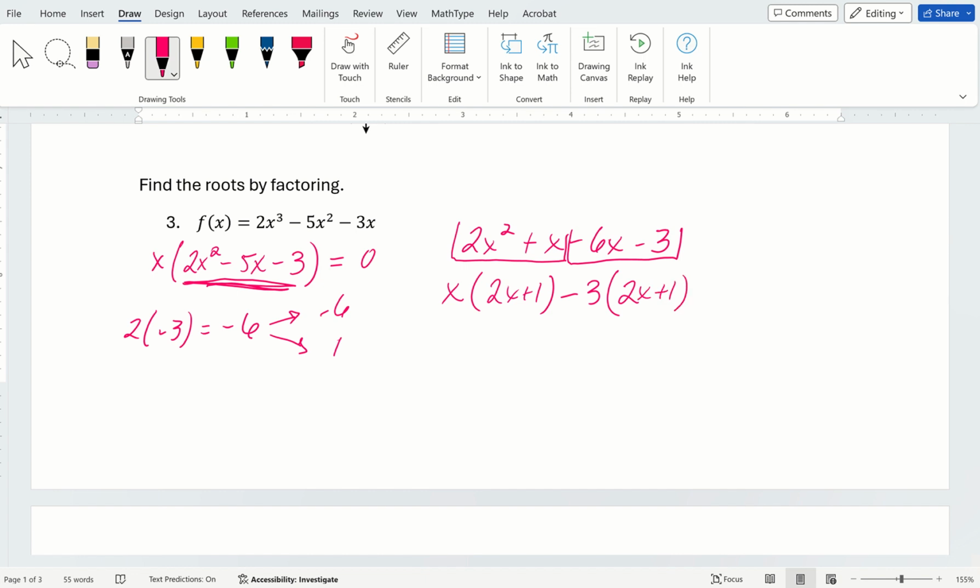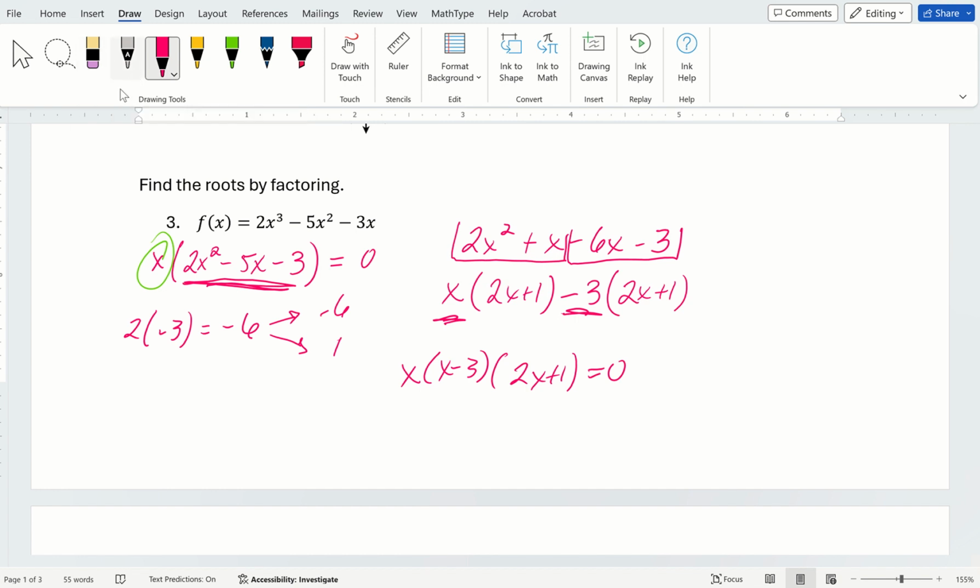And then we're going to use the distributive property to combine what's outside the parentheses, x minus 3 and 2x plus 1. And then the last thing is, don't forget about this x on the outside. So I'm going to put that in front to have my completely factored expression.